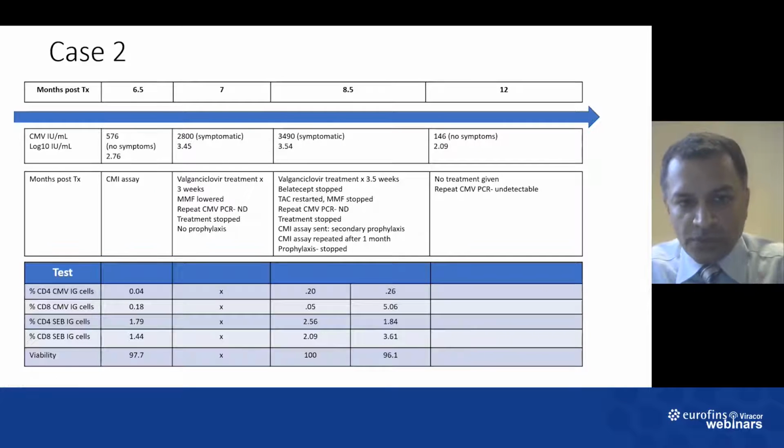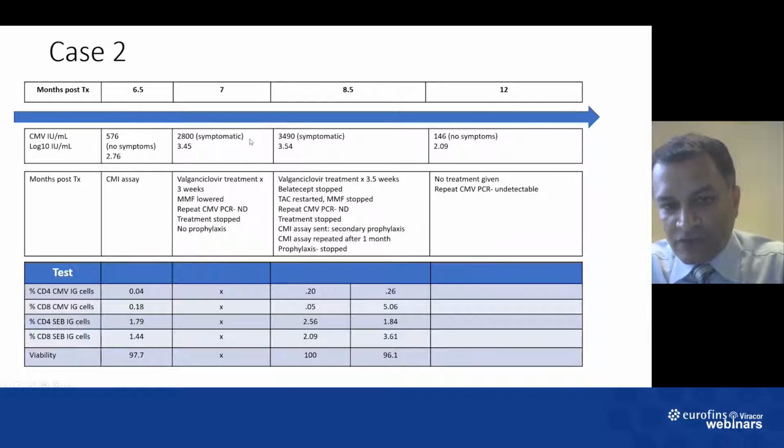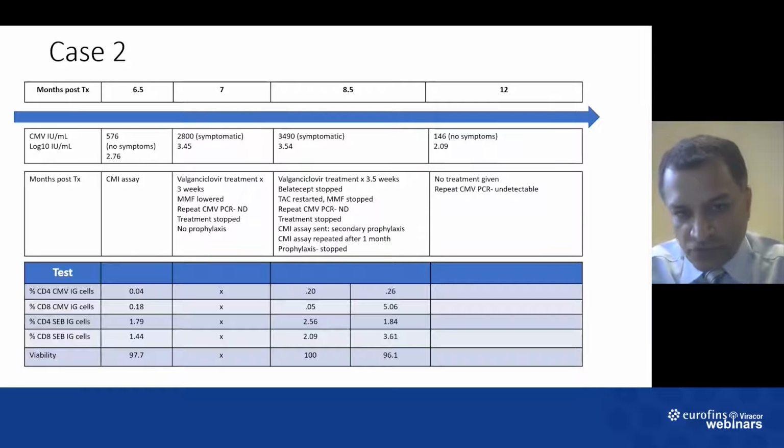We decided not to treat this level of viremia, but we did send a CMV immunity assay, which basically shows a suboptimal CD4 and CD8 response to CMV antigens. A repeat PCR in 2 weeks showed an increase in the CMV viremia, a logarithmic increase. At this time, the patient developed low level of symptoms that included fever and some GI symptoms. So he was started on valganciclovir for 3 weeks with resolution of viremia.